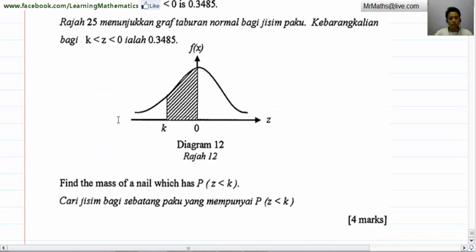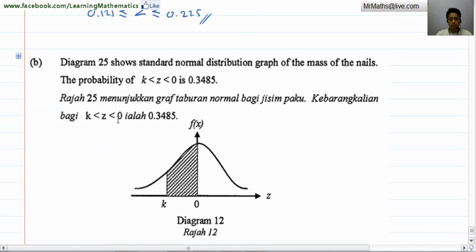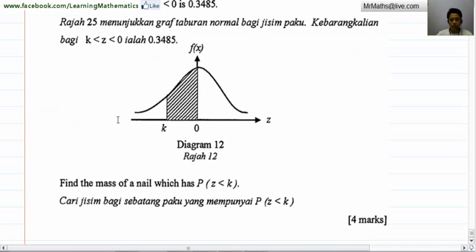Now the same scenario. Diagram 25 shows the standard normal distribution graph of the mass of nails. Z between K and 0.3485. So what is the question? Find the mass of nail which P is less than Z.